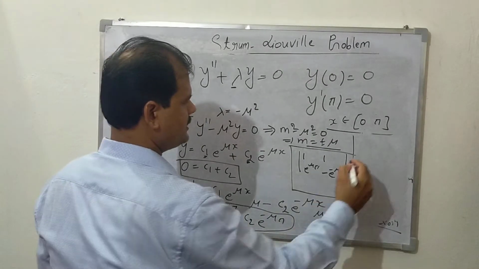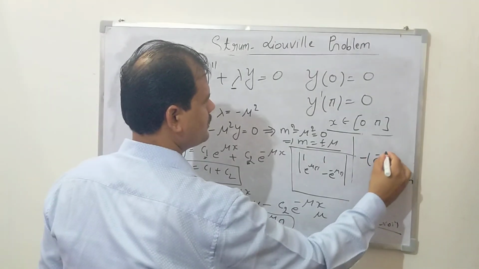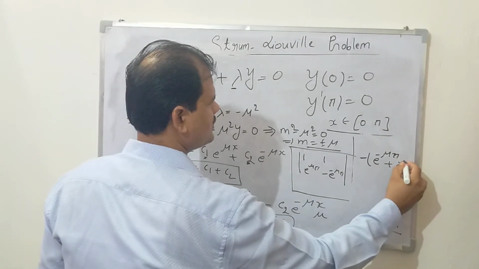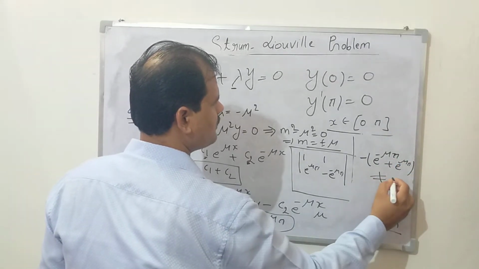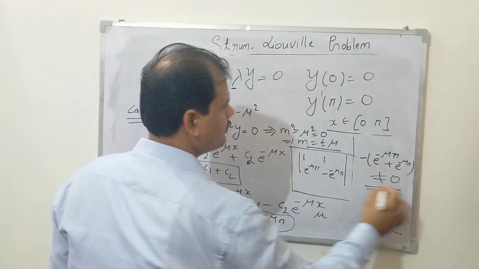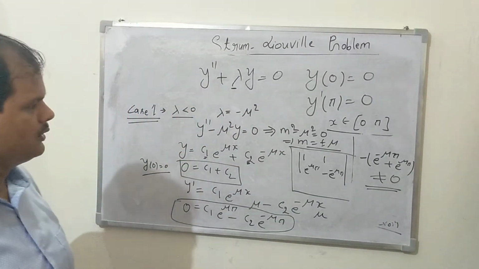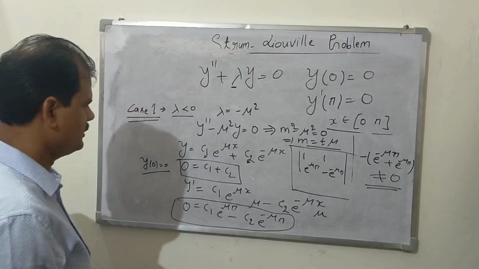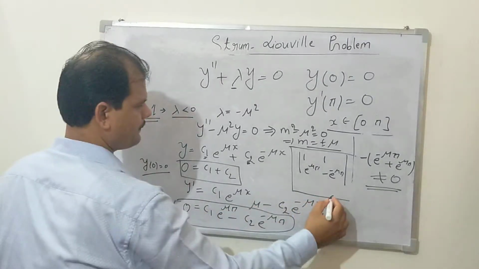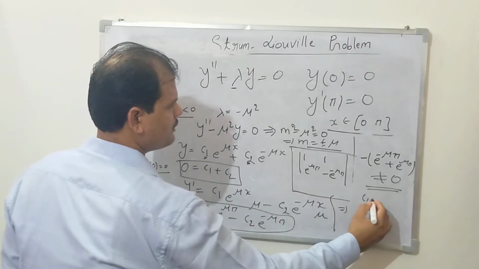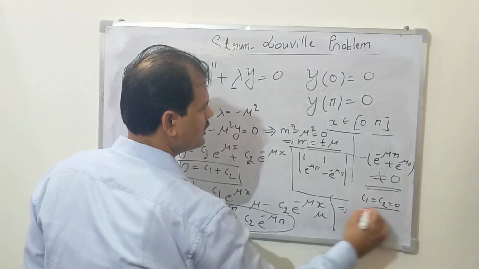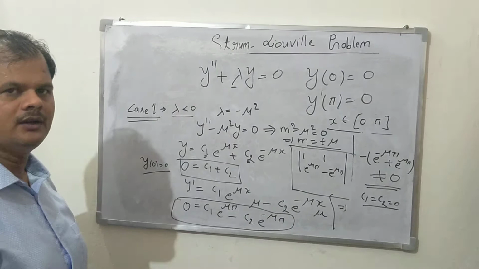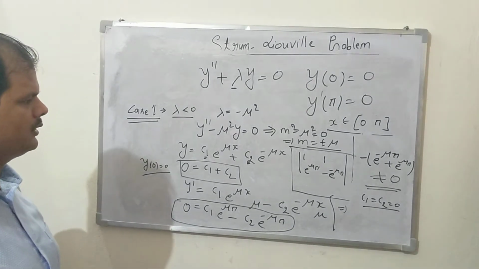So the determinant is minus e^(μπ) plus e^(μπ)... This is not equal to 0 because the exponential won't be 0. So what we get? We get only the trivial solution. So this implies C1 equal to C2 equal to 0, because the determinant of the coefficient matrix is not equal to 0.